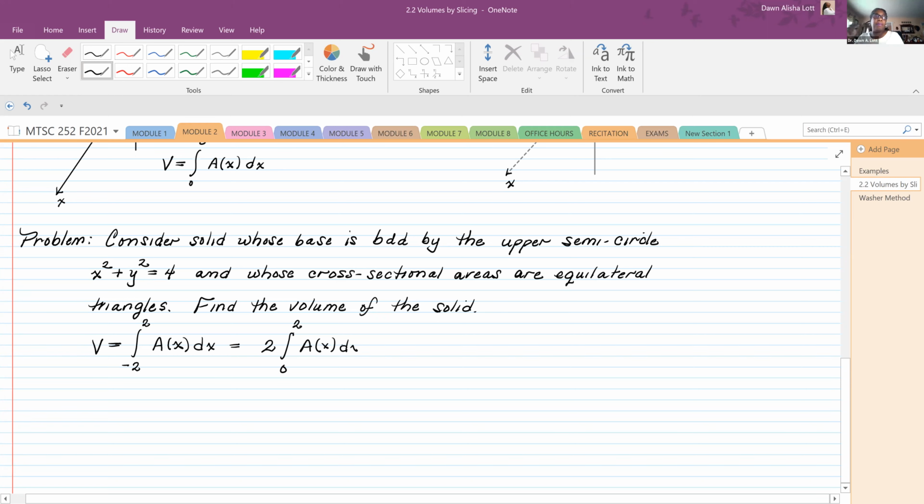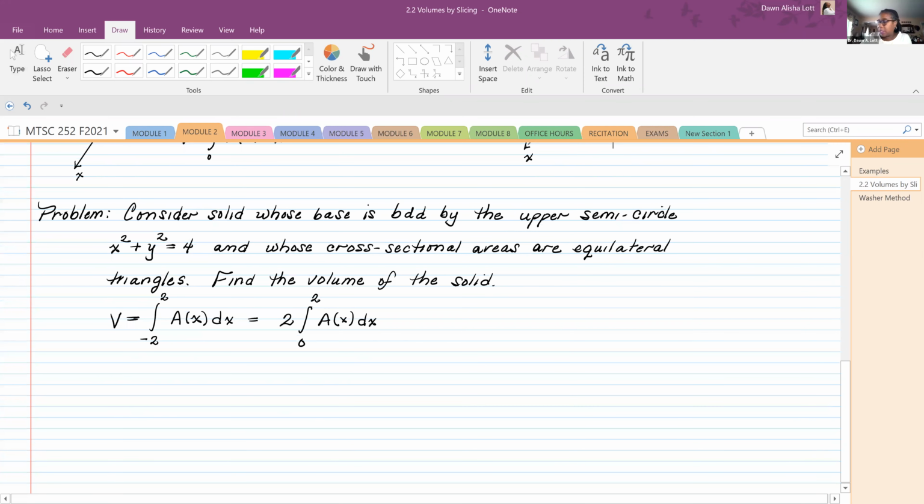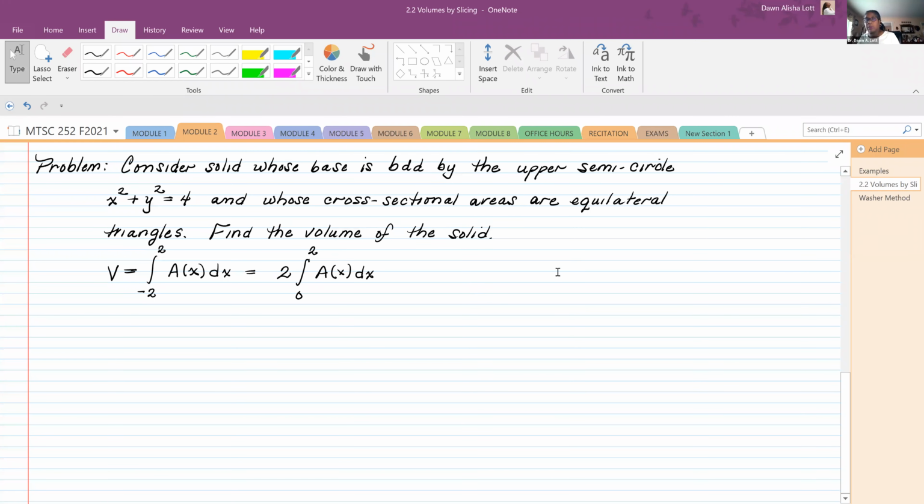So now the big part of the problem is to find the area. It says the cross-sectional areas are equilateral triangles. Okay, so now let's draw an equilateral triangle. I'm going to draw it as best I can. That's not too bad. So here's my equilateral triangle. This is the same triangle that appears in my picture.